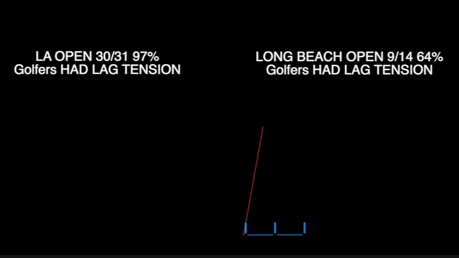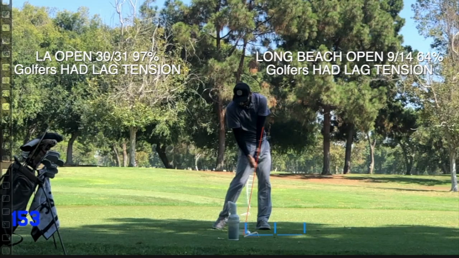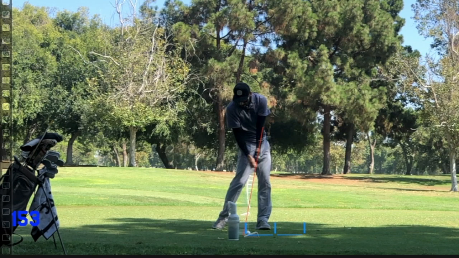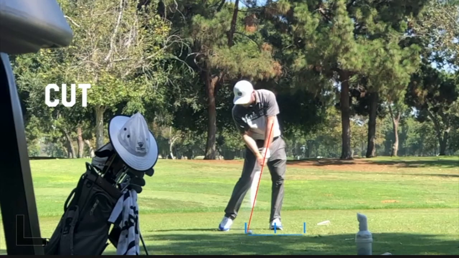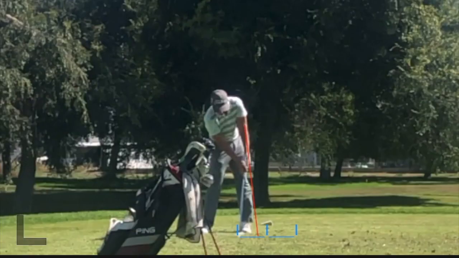And the other thing we can see as we go through and look at some of these, of those 4 golfers that did not have lag tension, none of them made the cut. But then a lot of the guys, because golf is difficult and there's a lot more to it than just what your impact is like, there were guys like this that had a lot of lag tension at impact, but they missed the cut.